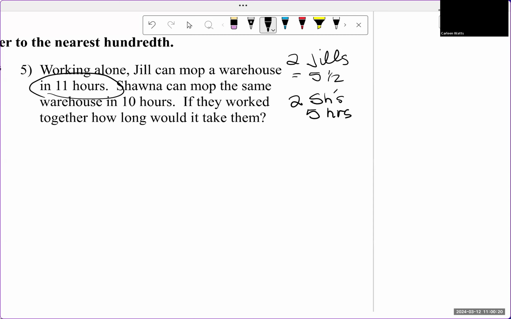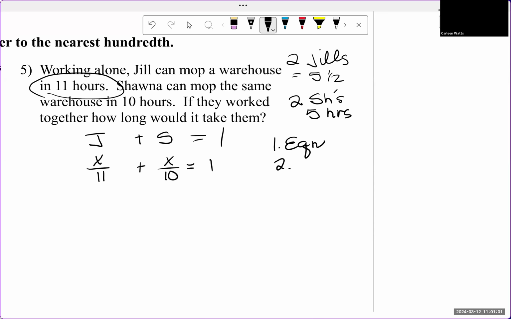Okay, let's do the equation. I'm not going to call it T. I like X better, because this is 2X. Jill's fraction plus Shauna's fraction equals 1 job. So Jill's fraction is X over 11. Shauna's fraction is X over 10. After so many hours, whatever that is, Jill's fraction plus Shauna's fraction equals 1 job. So step 1, we get to put the equation.